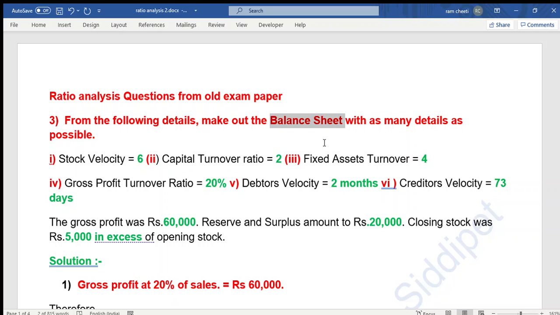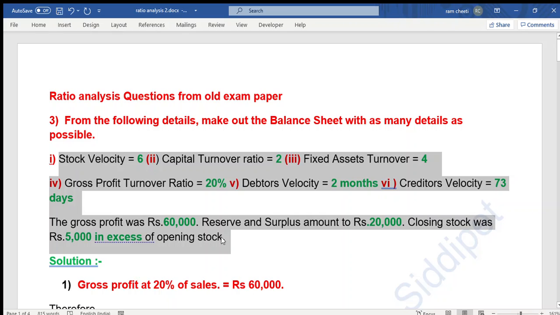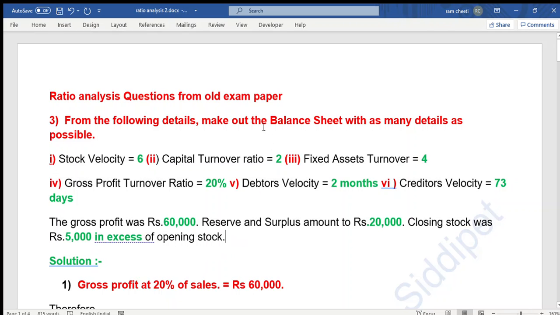So here it is kind of a reverse thing. You'll be supplied with some information like this, and you will be asked to construct the balance sheet with as many figures as possible. And as you know, in a balance sheet the two sides should be equal, the asset side and the liability side. Then only we'll confirm that the balance sheet is correct in all aspects.